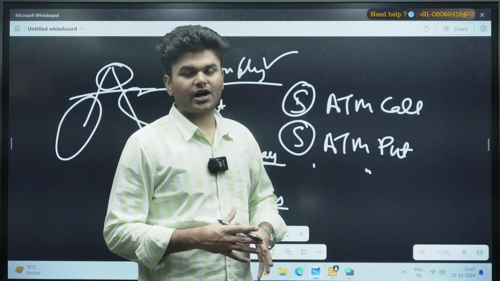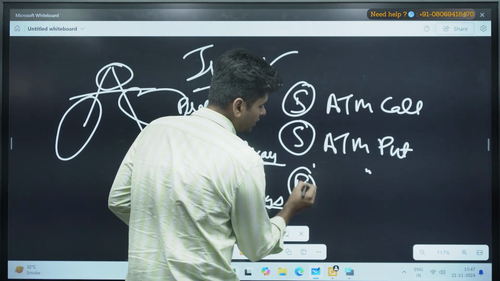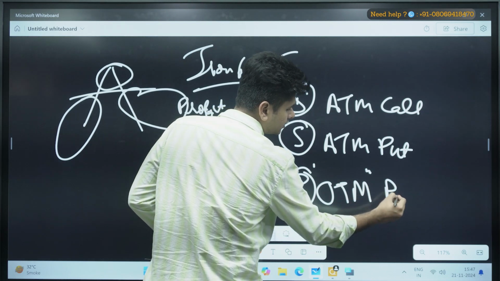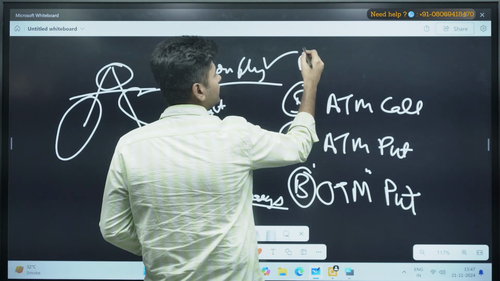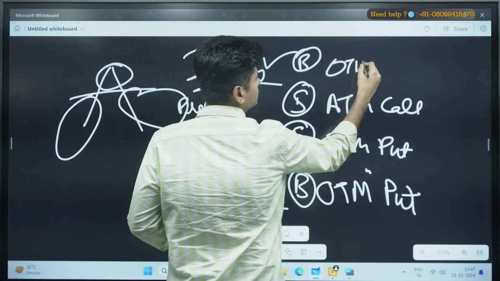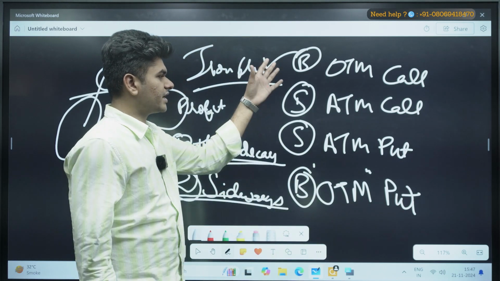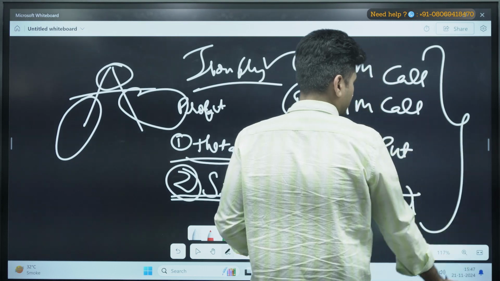What we'll do here is we'll buy one OTM put, and we'll buy an OTM call also. So this is a four-legged strategy. Now this is the final set of the strategy.